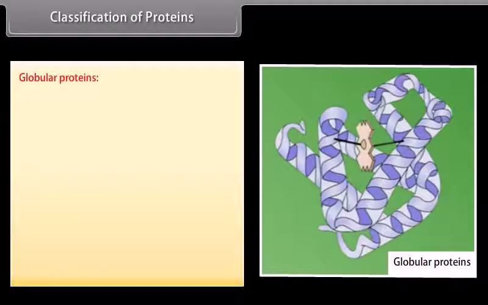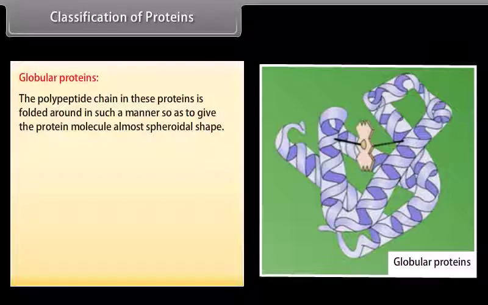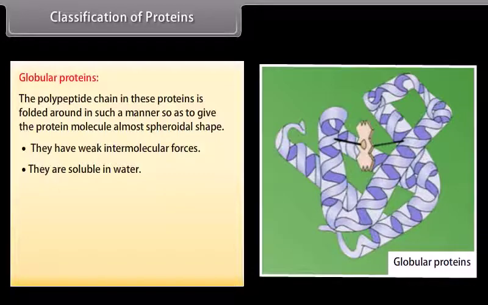Globular proteins. The polypeptide chain in these proteins is folded around in such a manner so as to give the protein molecule an almost spheroidal shape. They have weak intermolecular forces. They are soluble in water.